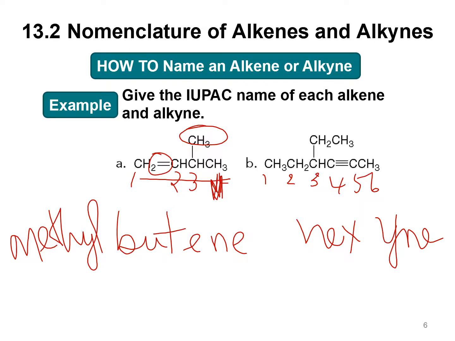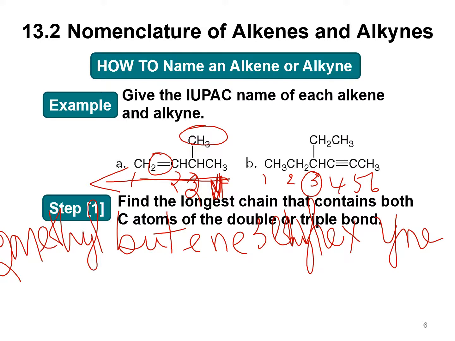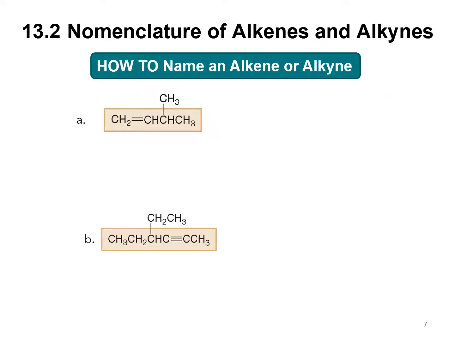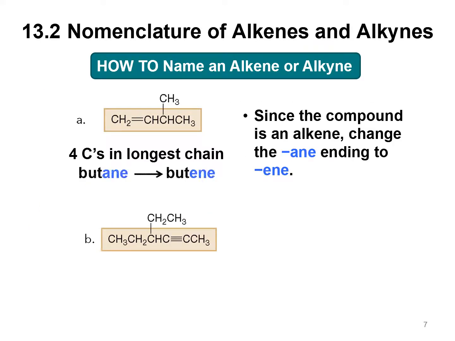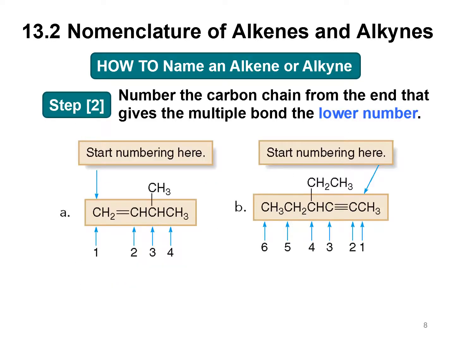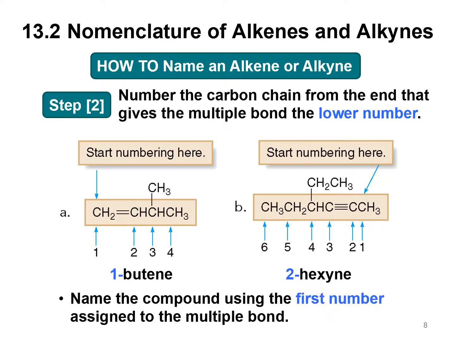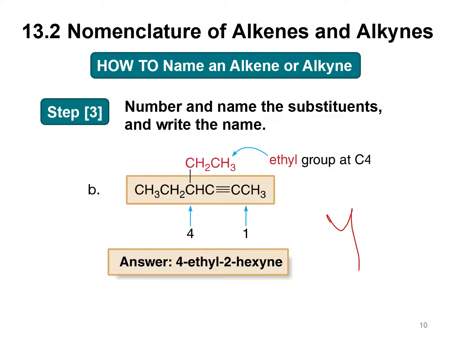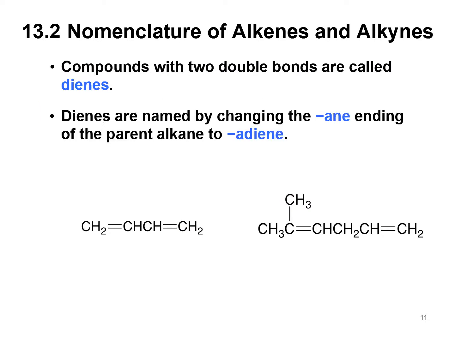But now you realize that you have to name it this way because you want to give the lowest number to the substituent. So it will be 2-methyl butene. And by the same token, this will be 3-ethyl hexane. Again, I don't think I will give you alkenes and alkynes for the exam, but it's always good to know what these are named. They're pretty much the same as alkanes, except that now you have to use Y-N-E or E-N-E depending on whether it's an alkene or an alkyne.